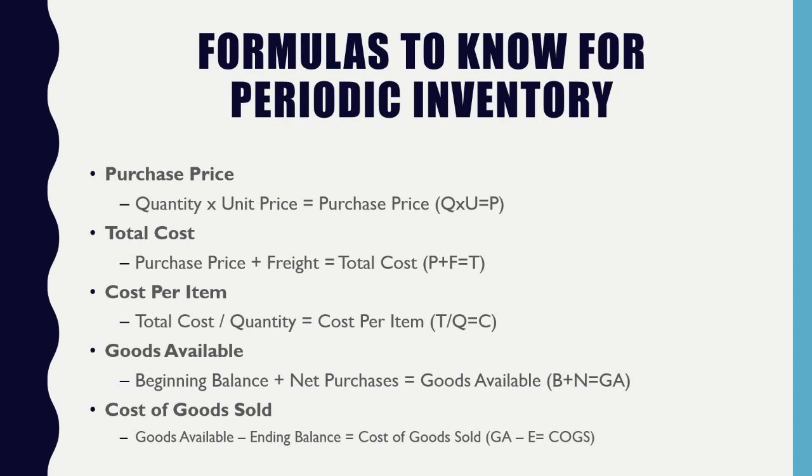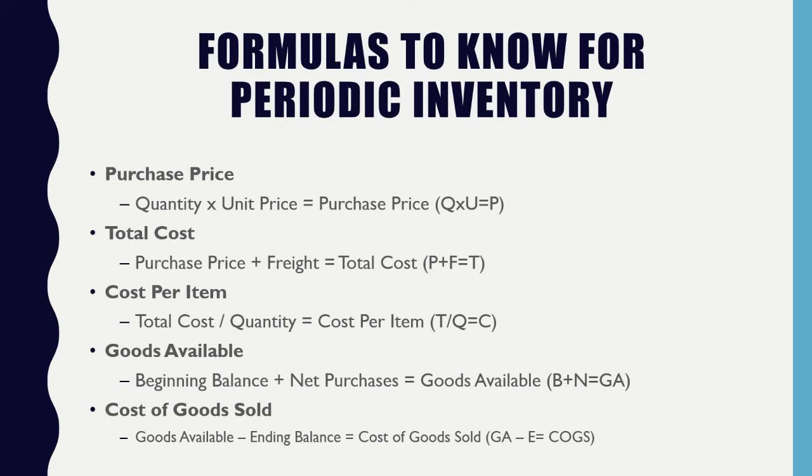Everything that you're going to learn here is identical to what we learned yesterday, including the formulas. We have to solve for the purchase price, which is quantity times the unit price. We have to solve for the total cost, which is the purchase price plus the freight. And then we solve for the cost per item. This is going to be the most important thing that you need to do, especially when we're dealing with LIFO.